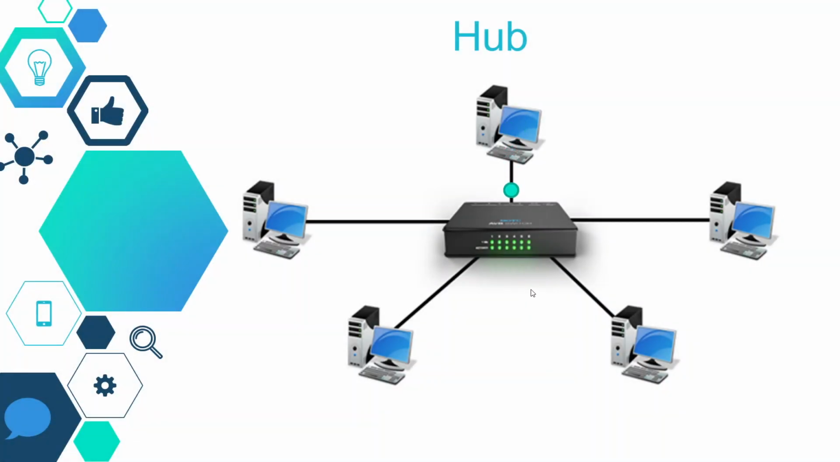In this animation we can see that a message is generated from one of the computers and it is sent to all the computers that are connected to the hub. This is one of the fundamental properties of a hub, that any message received by the device is replicated through all its ports to all the other devices.